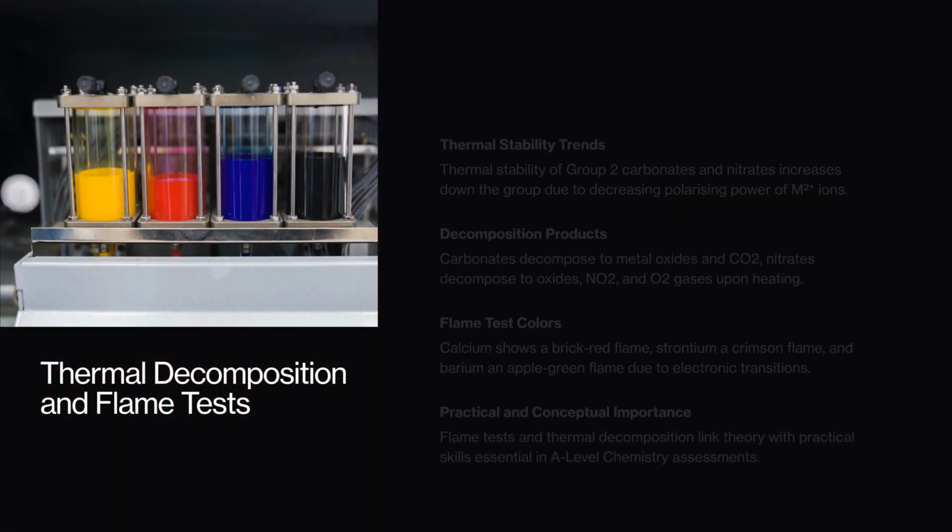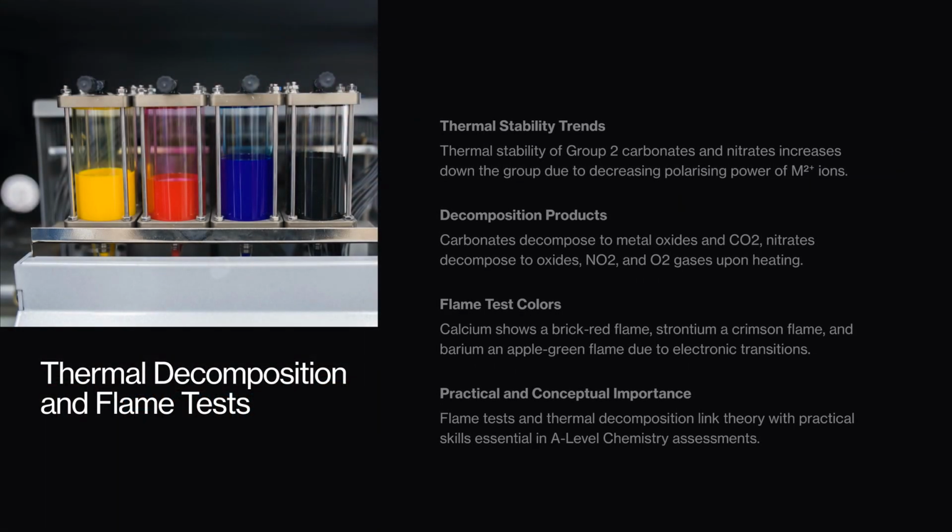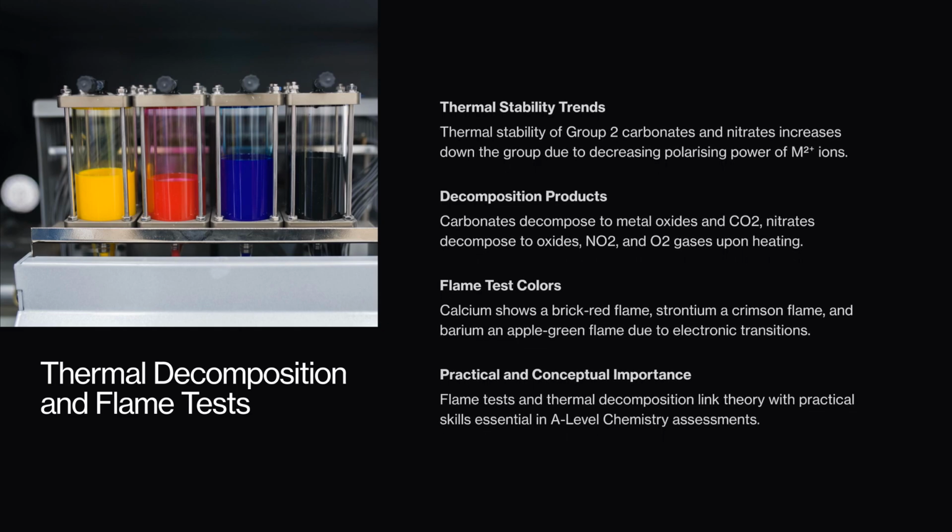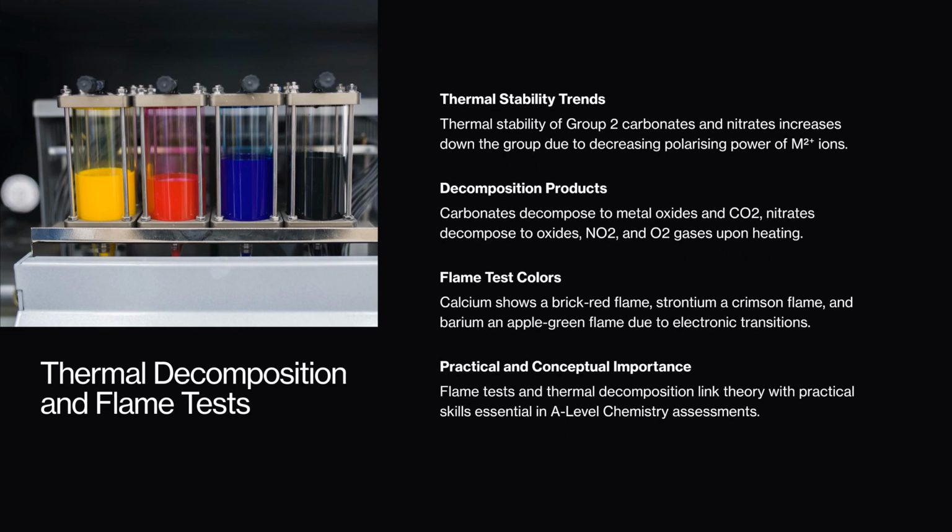The thermal stability of Group 2 carbonates and nitrates increases down the group. On heating, carbonates decompose to form the metal oxide and carbon dioxide, while nitrates form the oxide, nitrogen dioxide, and oxygen. This increased stability is explained by the decreasing polarizing power of the larger M²⁺ ions, which distort the carbonate or nitrate ion less effectively. Flame tests provide a simple analytical method to identify certain Group 2 ions. Calcium produces a brick-red flame, strontium a crimson flame, and barium an apple-green flame. These colors arise from electronic transitions within metal ions.